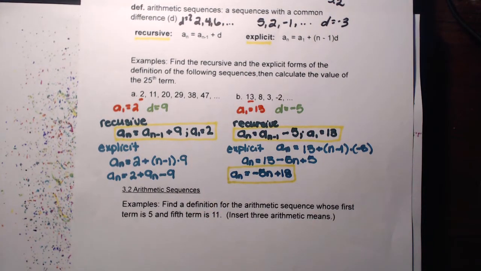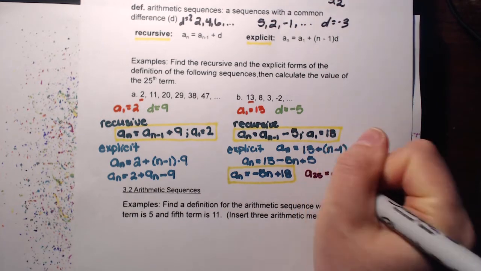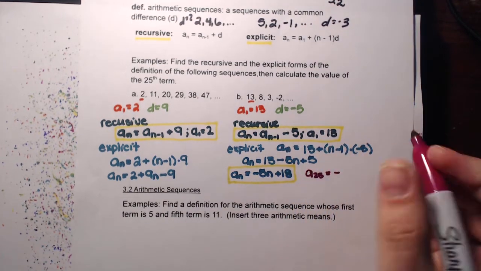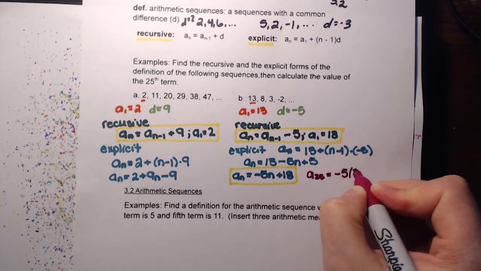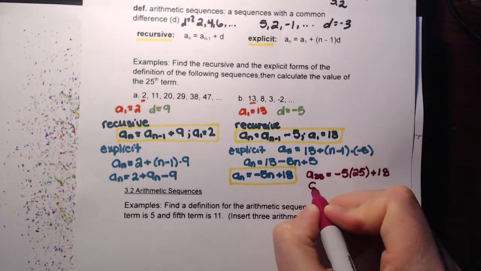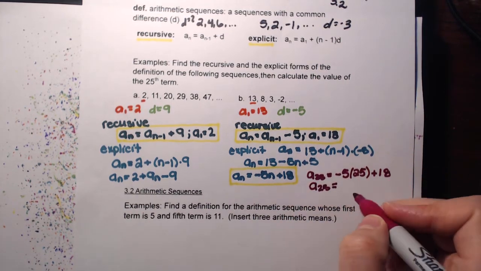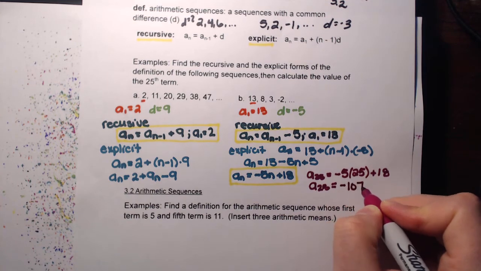And then to find the 25th term, we just plug in 25. So negative 5 times 25 plus 18, and you get negative 107.